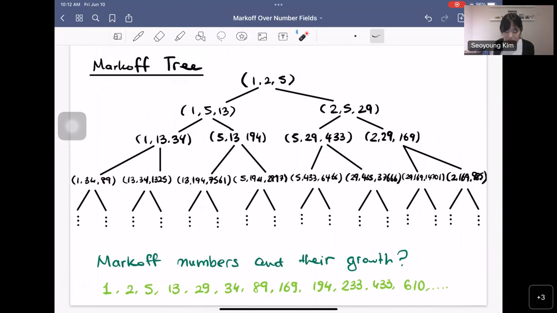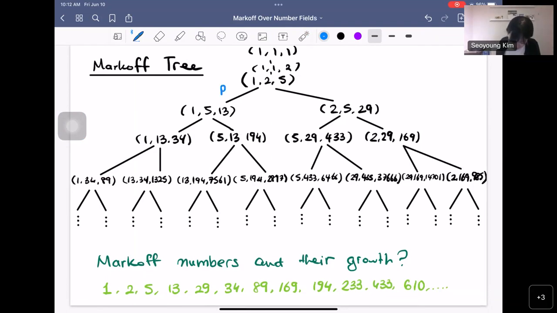So using those involutions, you can generate the Markov tree, which starts from 1, 1, 1 and then 1, 1, 2. And then the next step can be 1, 2, 5. And then you can generate the tree by using the second and the third Vieta involution.